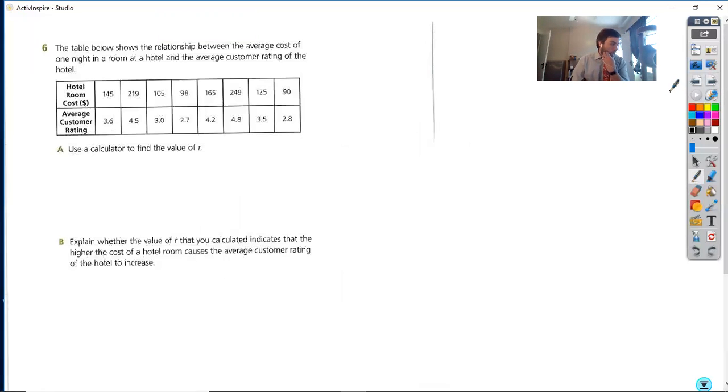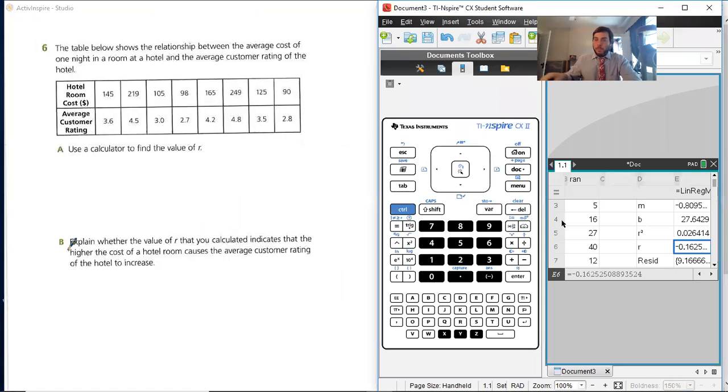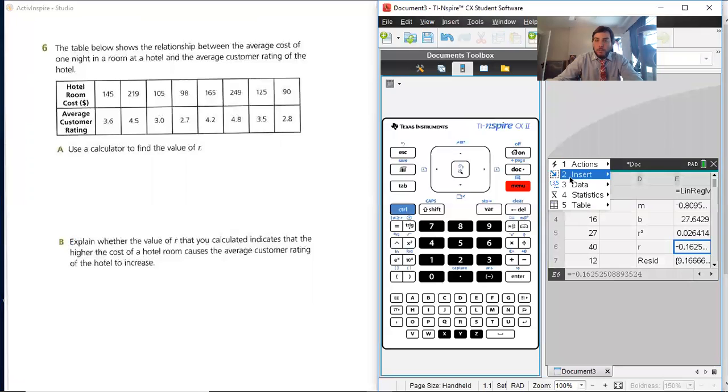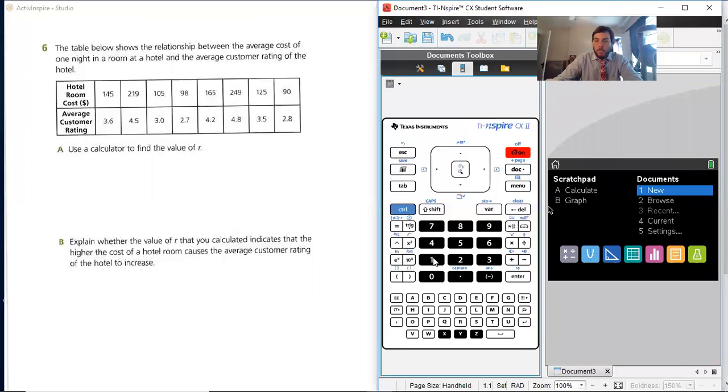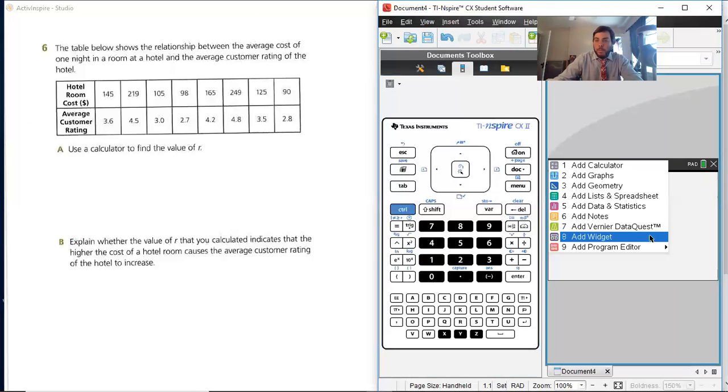Number 6 has to do with finding the R value. So this time we're going to bring back our calculator and do a little bit of analysis after we find it. We want to do a new table here, so let's do the home screen again. 1, new, no, we don't need to save it. So we're going to do a new list or spreadsheet.